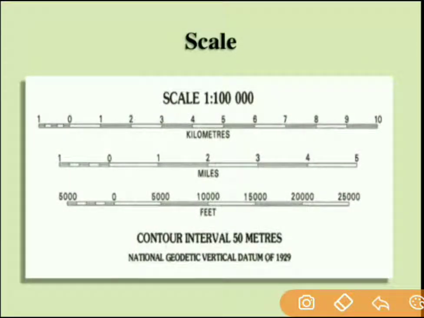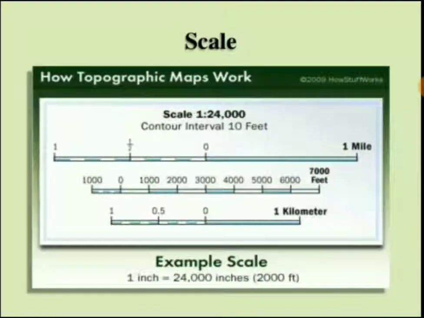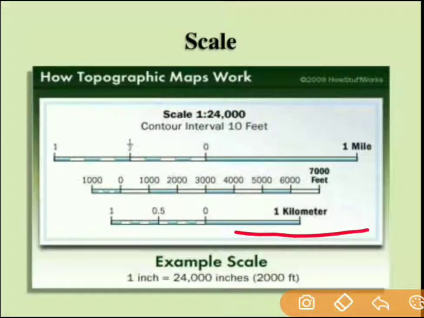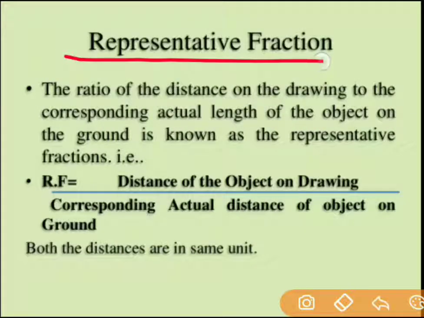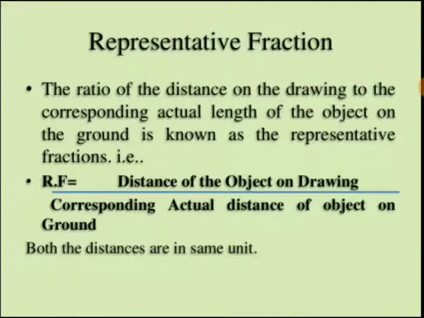Different types of scales, maybe in feet, maybe miles, maybe kilometers, right? Clear. Look here, topographic maps, right? 1 kilometer, 7,000 feet, 1 mile, like that, right? Clear. Next, representative fractions, RF. Next concept is RF. What is RF?